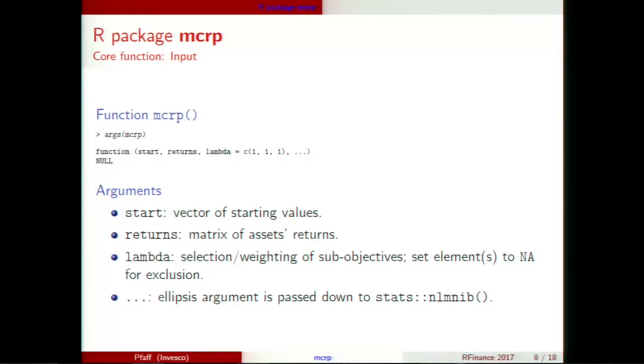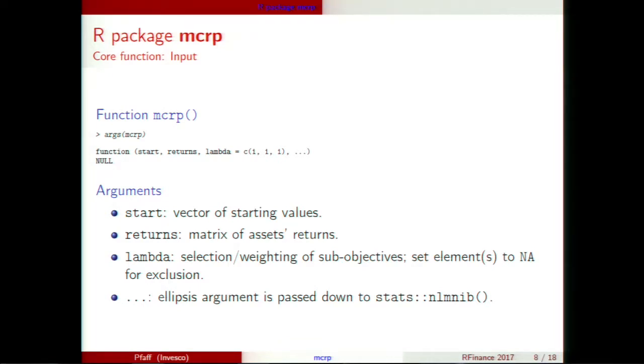So that was the broad structure of the package. Now looking a little bit under the hood. How is that core function MCRP cast? Well, it takes, of course, a vector with starting values. Then, of course, you need to provide returns. And here, in contrast to what Reese said, it's just the sample estimators that are computed under the hood. So no shrinkage or something like that. It's just as simple as the sample estimator for the higher moments. So returns is just your matrix of your asset returns.